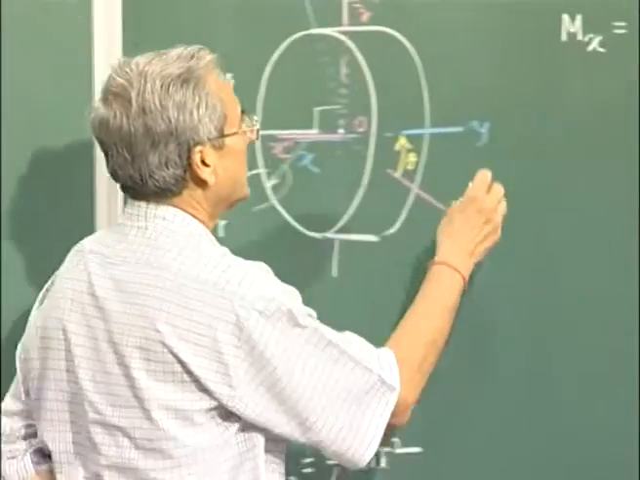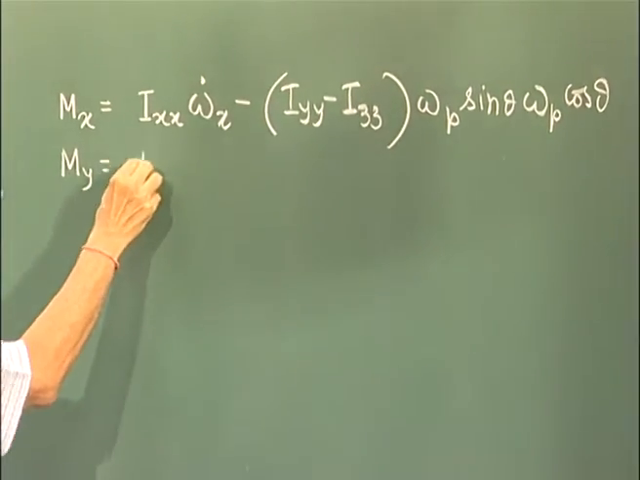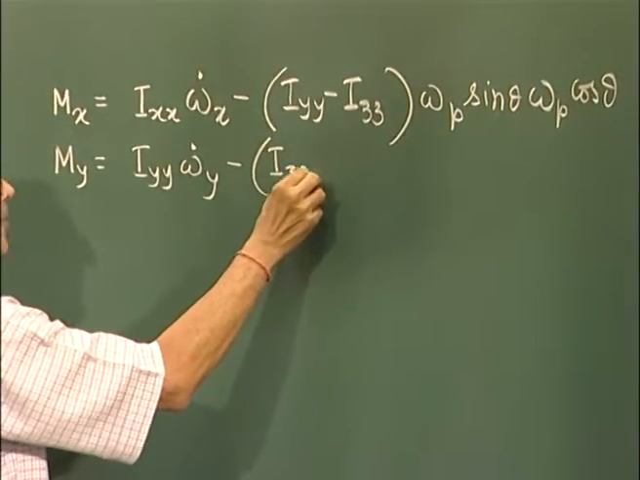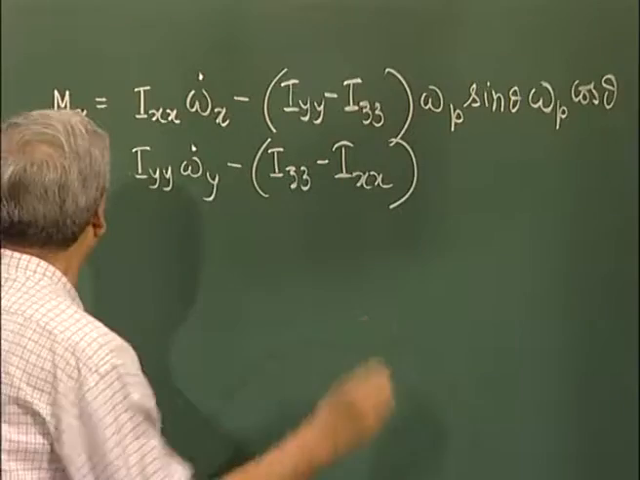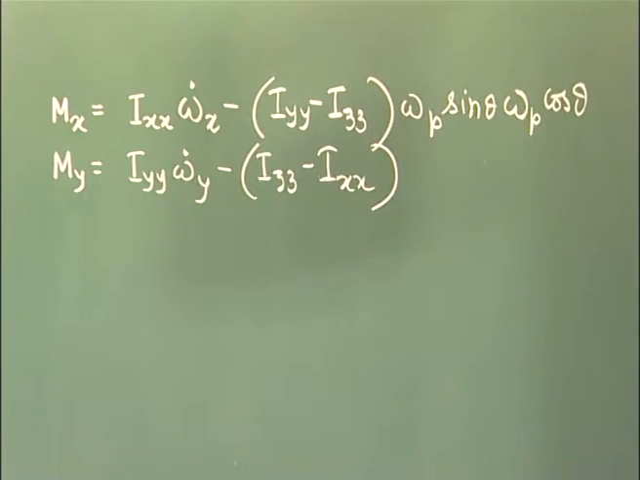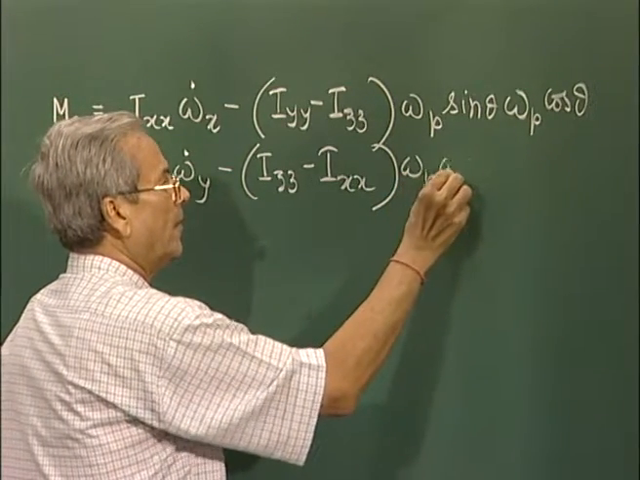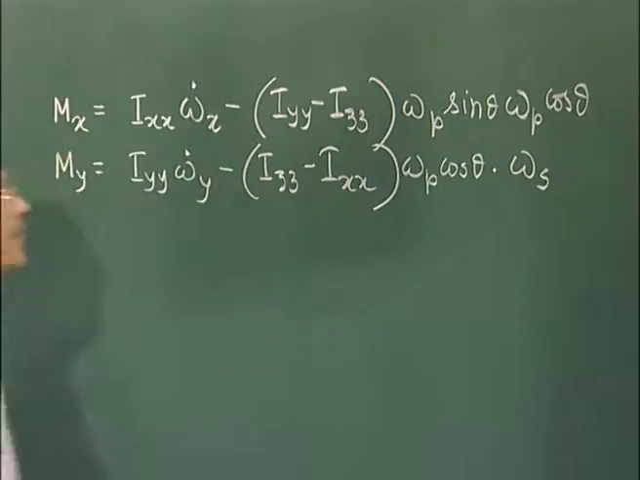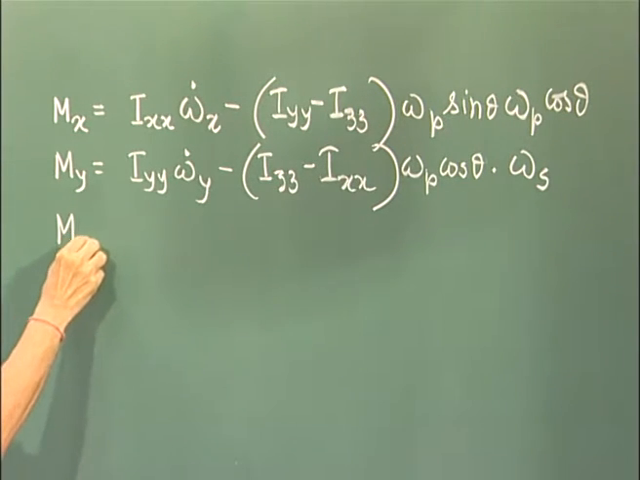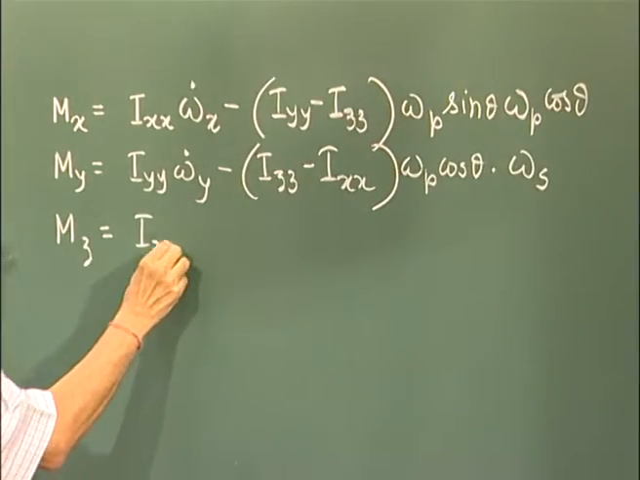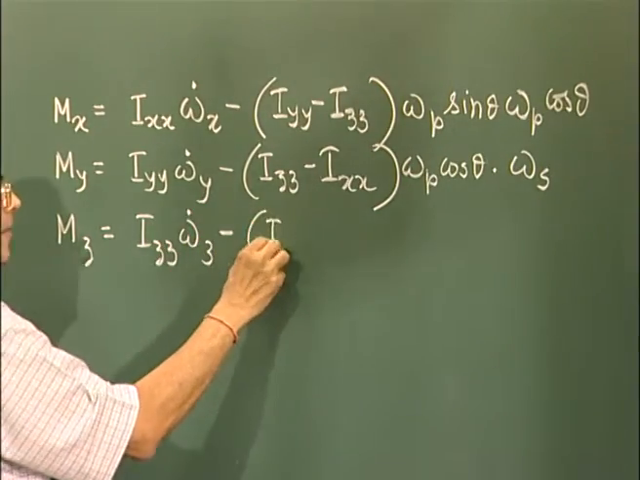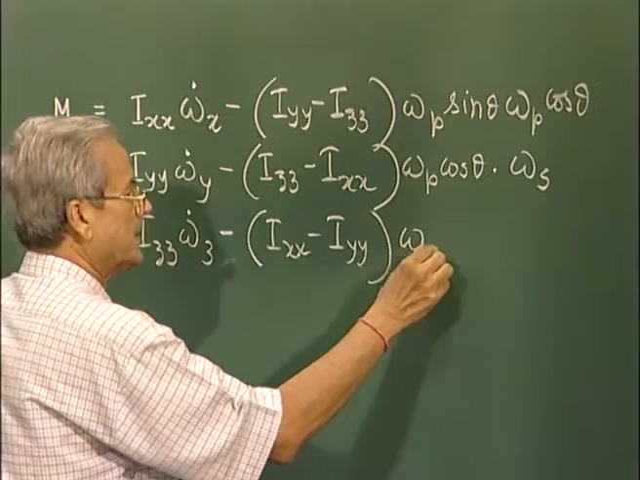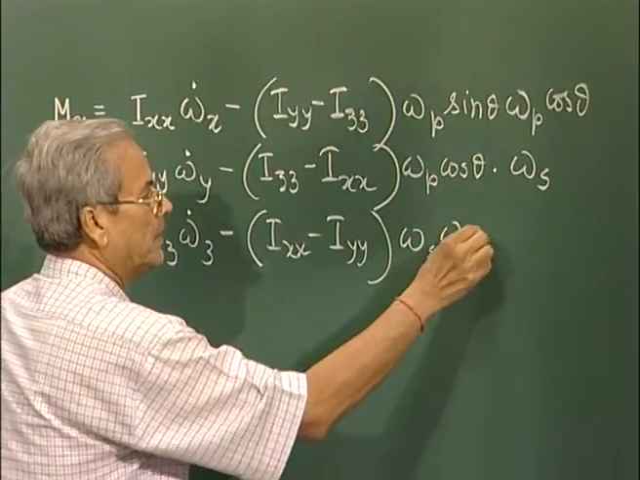Second equation, if you use, My is Iyy omega y dot, now here omega z is omega p cosine theta and omega x is omega s, and Mz is, and omega x is omega s and omega y is omega p sin theta.